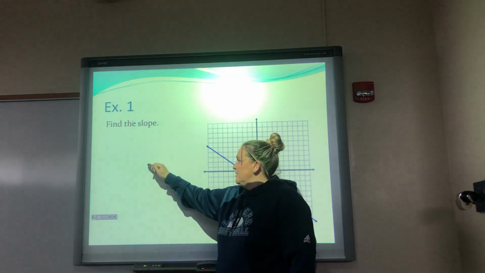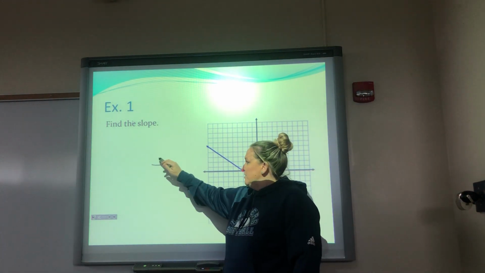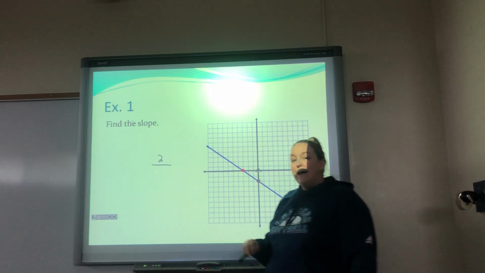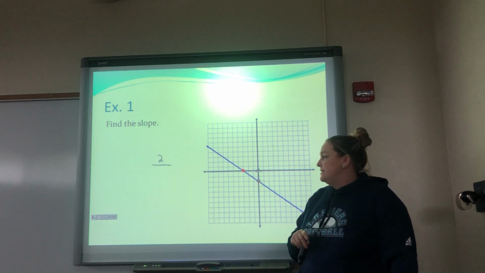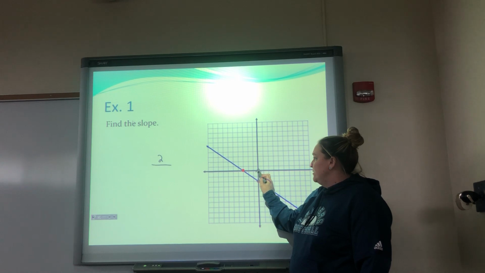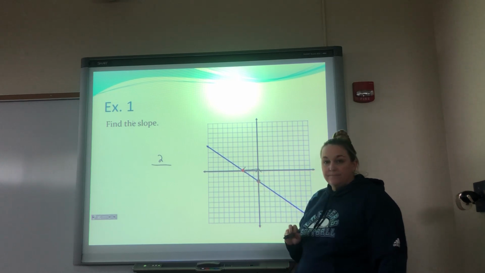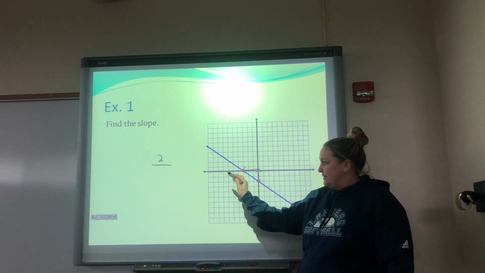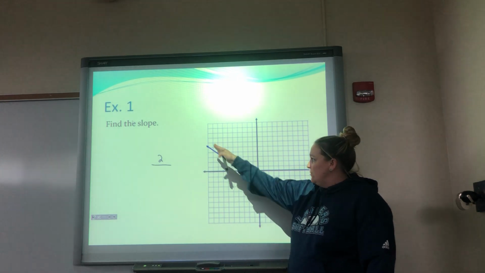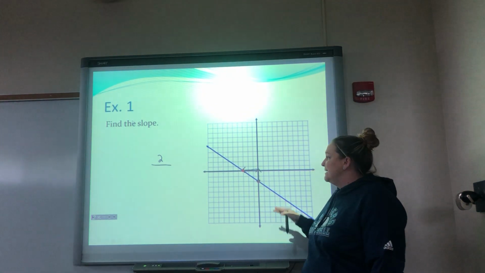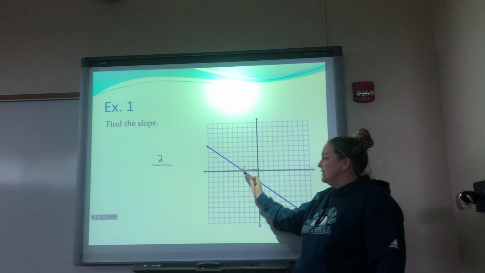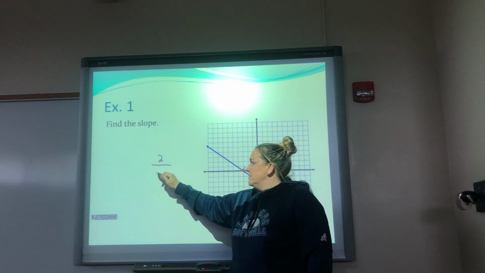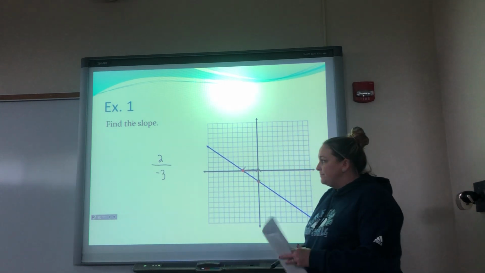My slope, remember, is always a fraction. So it should be up 2, so that's a positive 2. And then here's where we were making mistakes before. What direction am I moving now? So now I'm moving left. So left, and if you look at this line, it is supposed to be a negative slope. So we're moving left 3. So that goes on the bottom.